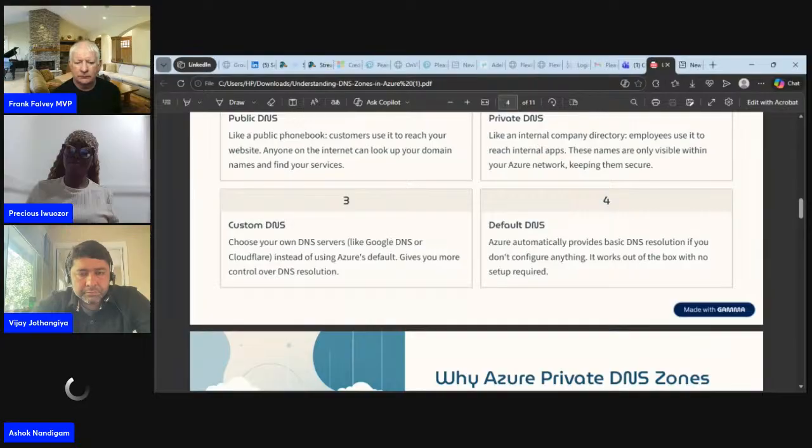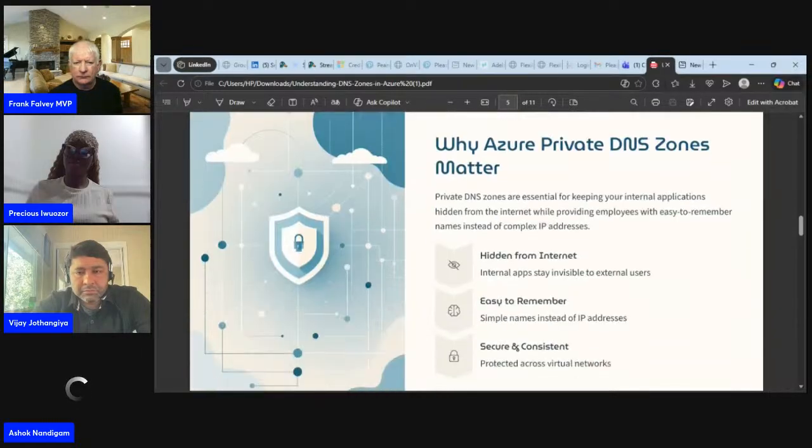Also, number four, the default DNS. Azure automatically provides basic DNS resolution if you don't configure any. It works out of the box with no setup required. It is the default DNS service provided by Azure that automatically resolves your domain names if you don't configure anything. But for the sake of this presentation and my demonstration, I'm going to talk about private DNS zone. It's where I want to focus my presentation.